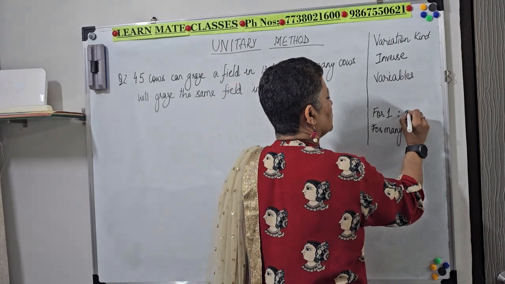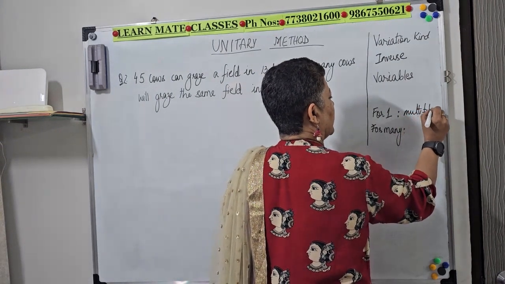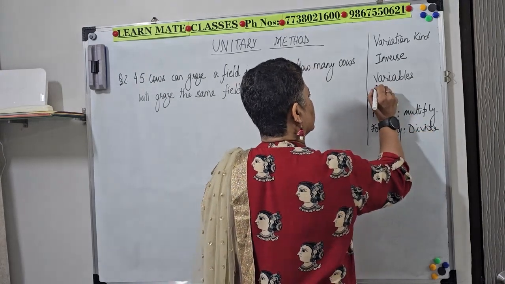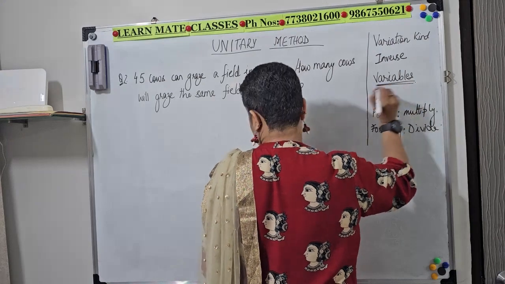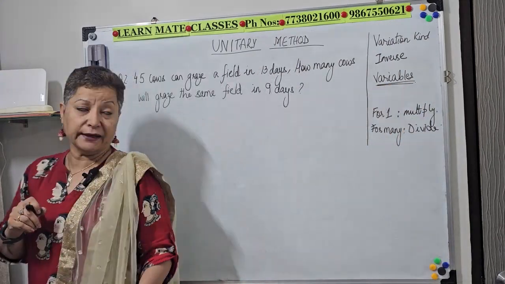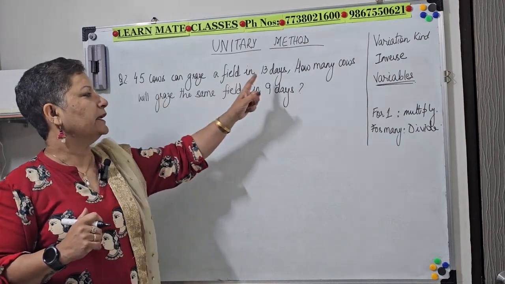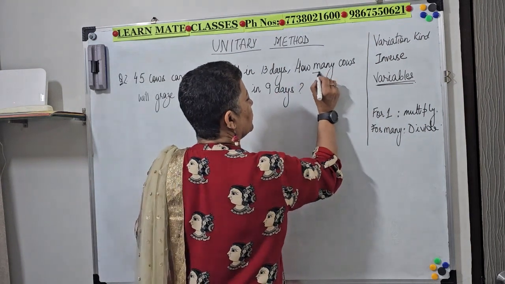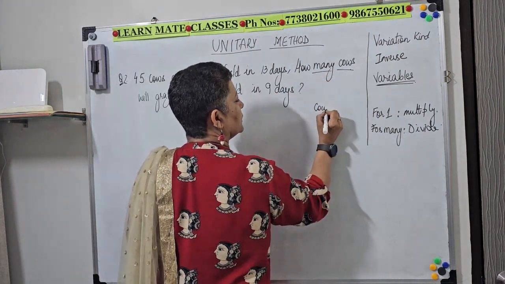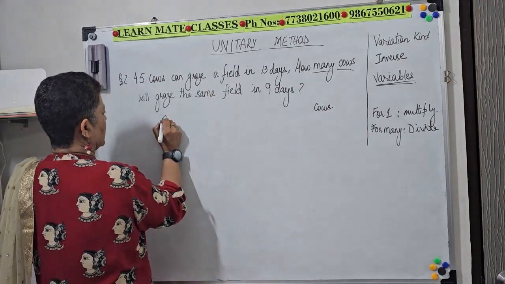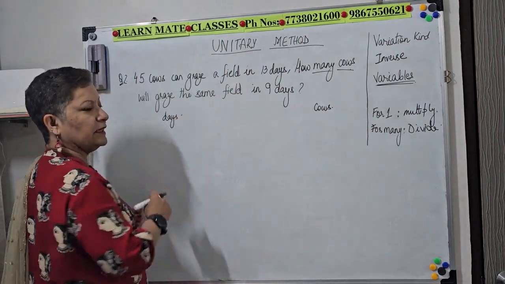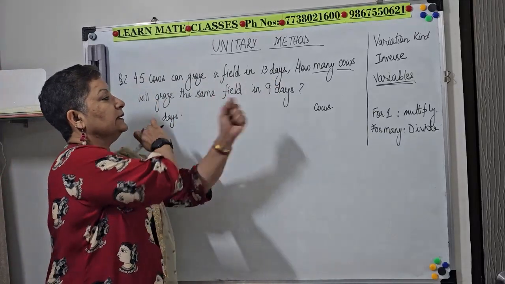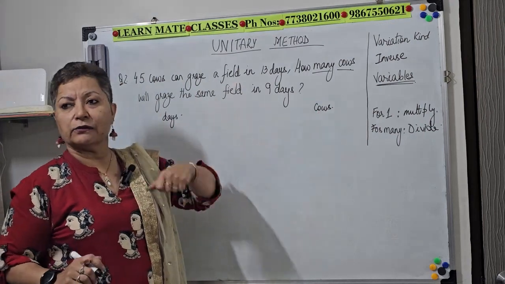So for 1 we need to multiply and for many we need to divide. Okay. That having been done, now let's try and identify the variables. I have cows on one hand, and on the other hand I have days. What do I need to find out? How many cows? So my cows has to come on the right and my days has to come on the left. Having said this much, now try and write this first statement in such a way that the days comes in the front and the cows comes behind.